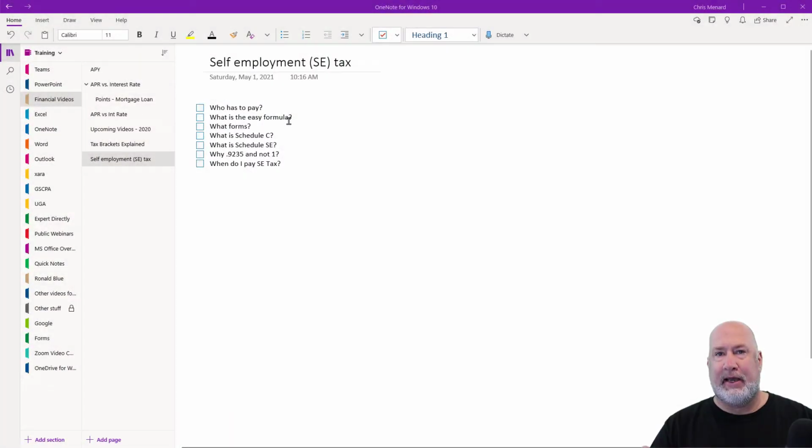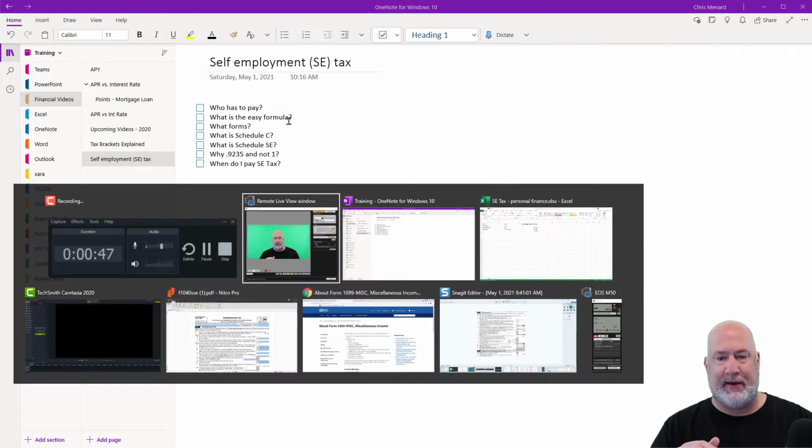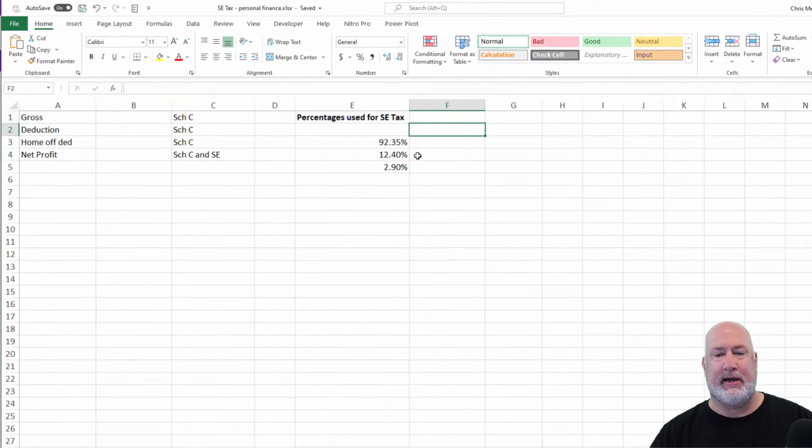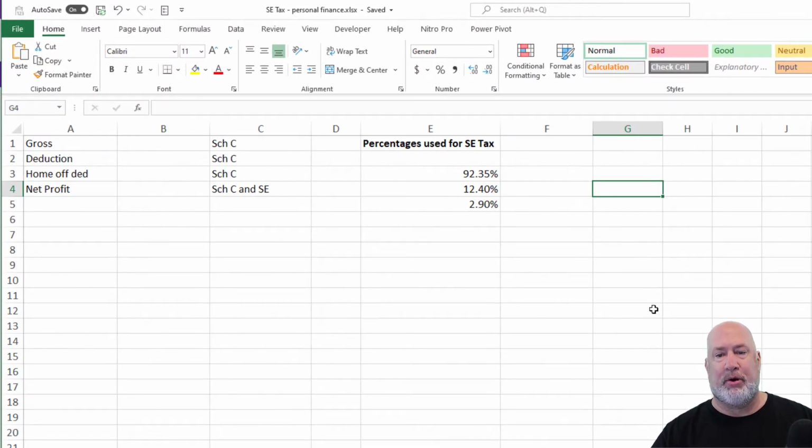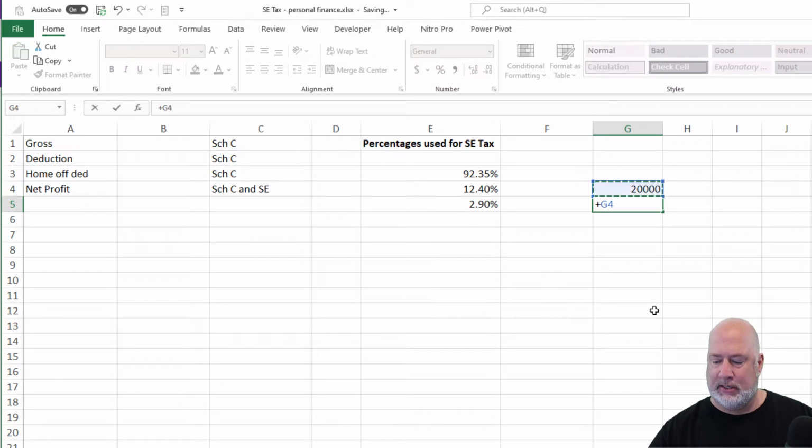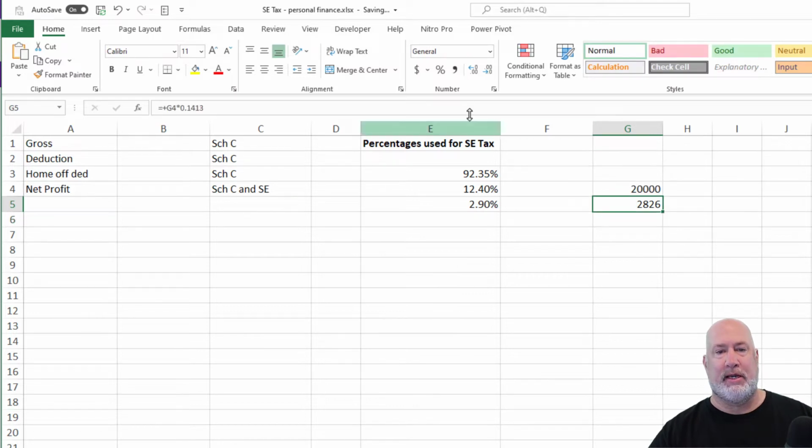If you want to calculate quickly how much self-employment tax you have to pay, I'm going to do it right here. Let's say that your net profit for the year is $20,000. And then I'm going to walk you through this. Just simply take your net profit and multiply it times 0.1413. That would be your self-employment tax for the year right there, $2,826. So now let's look at how I calculated this.